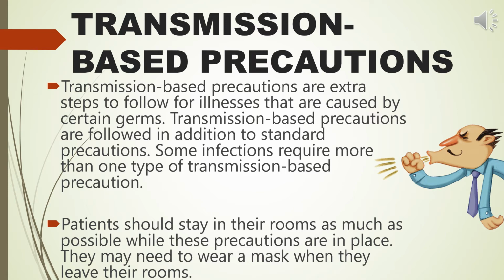Next one are the transmission based precautions. Transmission based precautions are extra steps to follow for illnesses that are caused by certain germs. Transmission based precautions are followed in addition to the standard precautions. Some infections require more than one type of transmission based precautions, and patients should stay in their room as much as possible while the precautions are in place. They may also need to wear a mask when they leave their rooms.